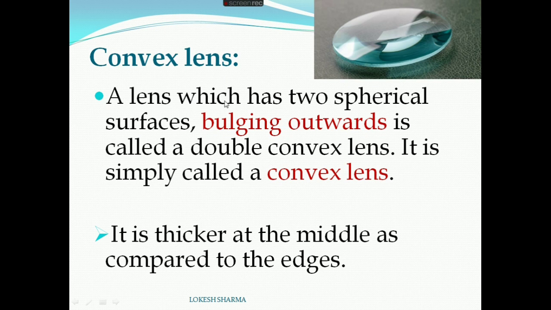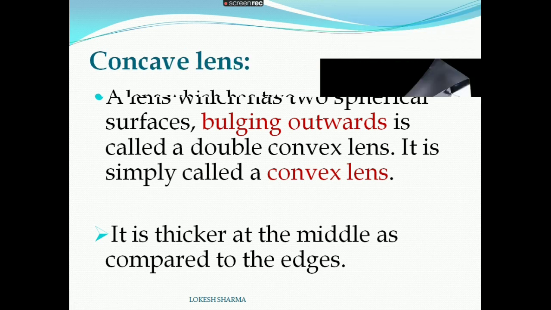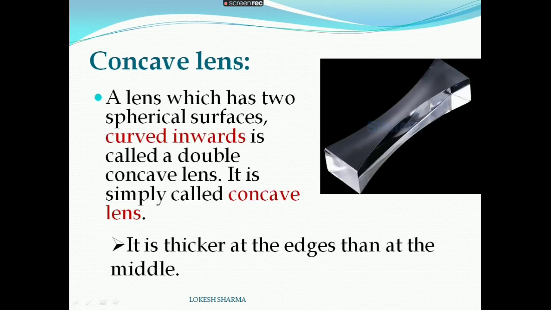Now convex lens. A lens which has two spherical surfaces bulging outward is called a double convex lens, or simply we call it convex lens. It is thicker at the middle as compared to the edges. Now concave lens. A lens which has two spherical surfaces curved inward is called the double concave lens, or simply it is called concave lens. It is thicker at the edges than at the middle.